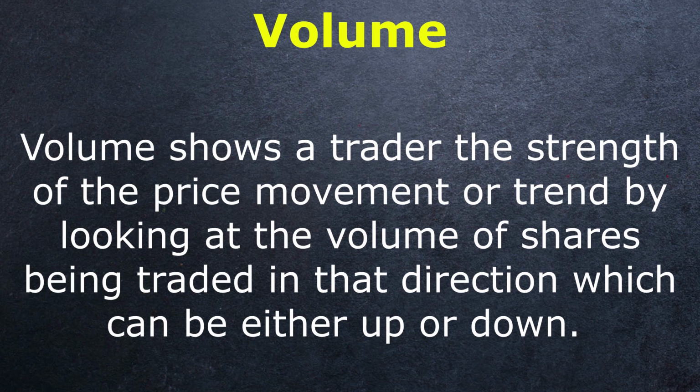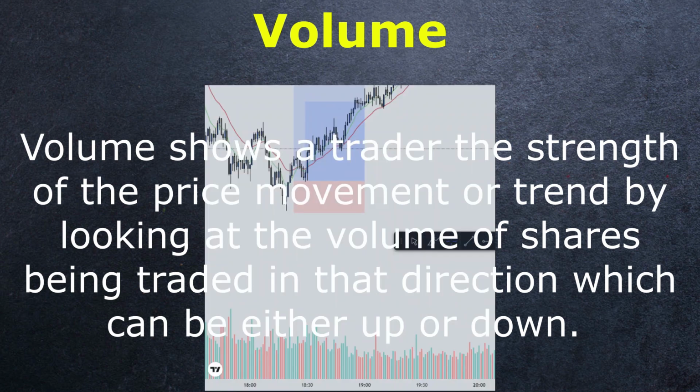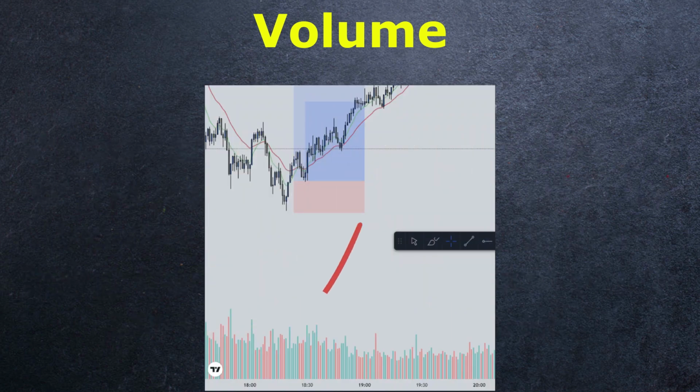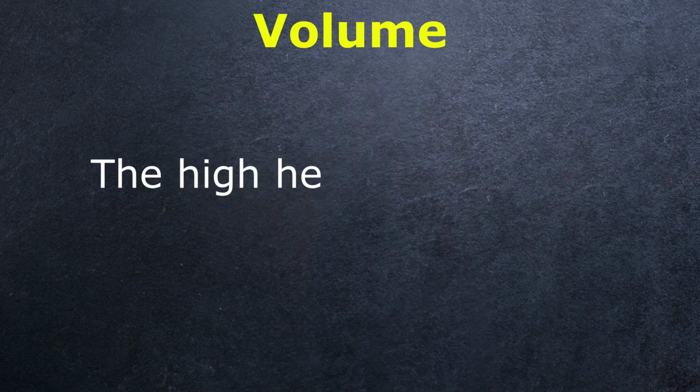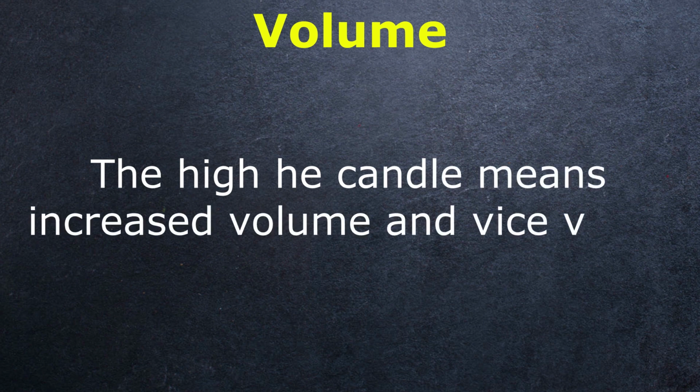Volume shows a trader the strength of the price movement or trend by looking at the volume of shares being traded in that direction, which can be either up or down, right? So volume is expressed as a bar chart at the bottom of the financial chart below the price line, and by price line we're referring to the red and green bars on the main charts, right? It's very simple to interpret these numbers: the higher the bar, the increased volume, and vice versa. If the bars are going lower, it just means there's less volume in the markets, right?